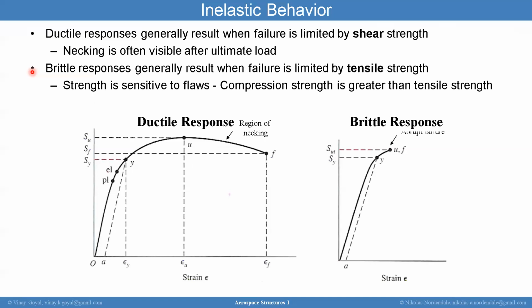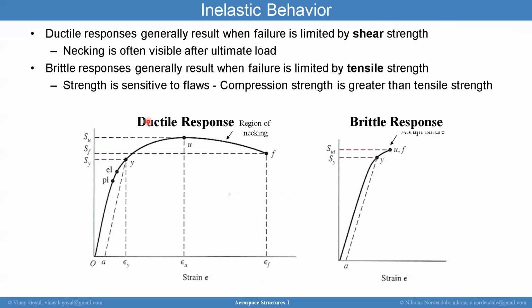And so, on this slide, all we're trying to say, and I'll simplify it so we can move to the next one, is that brittle responses generally result when failure is limited by tensile strength. So it's really driven by tensile, while ductile is generally driven by shear strength. And then on the ductile one, you can see a necking response typically, while on a brittle one, you may not even see a necking response. You see more of a failure that's cleaner, not necessarily cleaner, but basically there's no change in cross section of the sample. So in brittle responses, the strength is really sensitive to flaws, and the compression strength can be greater than tensile strength. Did I get it right?